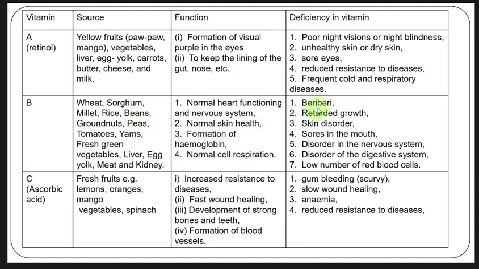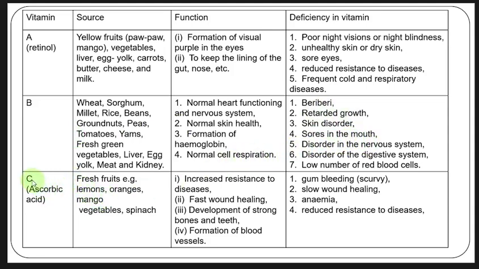vitamin B causes this disease called beriberi, retarded growth, skin disorder, sores in the mouth, then a disorder in the nervous system, also disorder of the digestive system, and also low number of red blood cells. All right, so if we do not have vitamin B, these are the consequences that we are going to suffer.